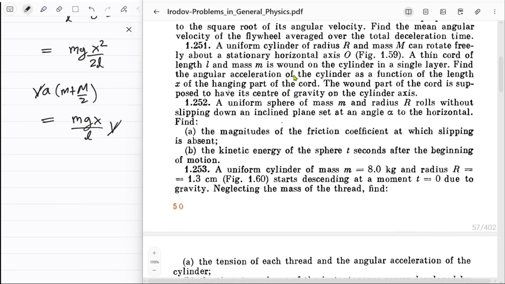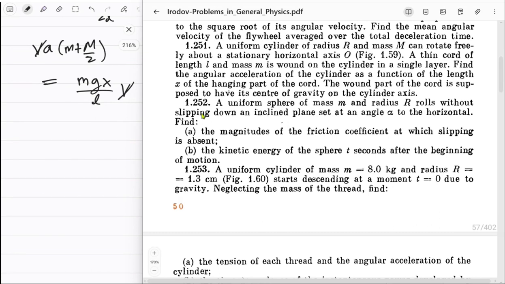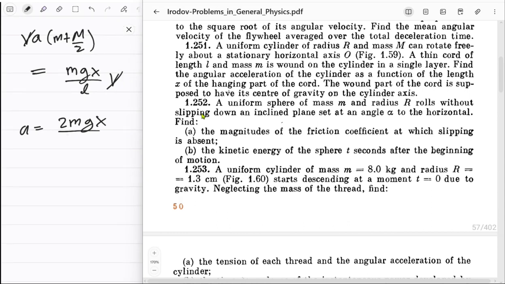Find the angular acceleration of the cylinder, right? So for this they just need A. You got the thing. So A is given by this thing, right? So you got 2m plus all that stuff. So A is just equal to 2mgx upon L times of 2m plus capital M, all right?